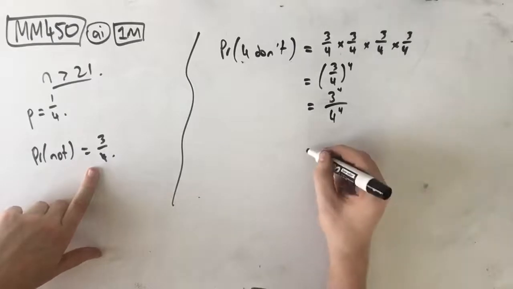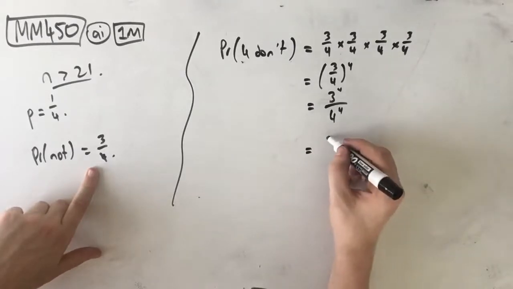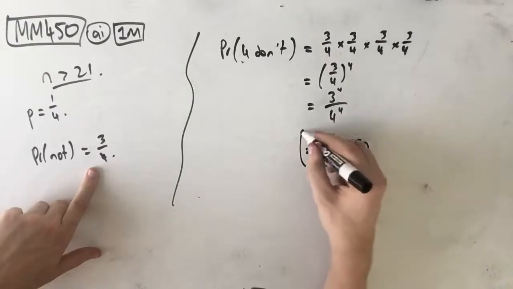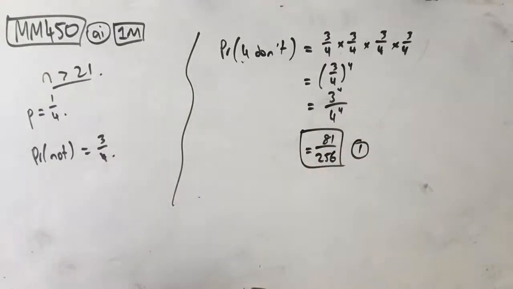You do have your CAS, so you can do this in your CAS if you want to. And what this spits out is 81 over 256. That is our first and only mark for part AI, guys. Let's move on to part AII.